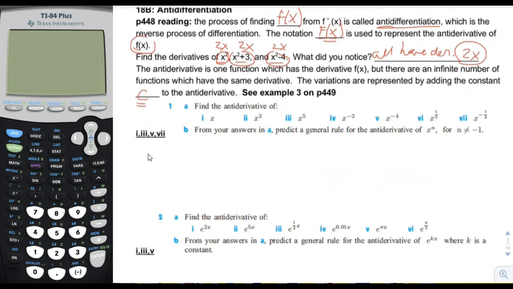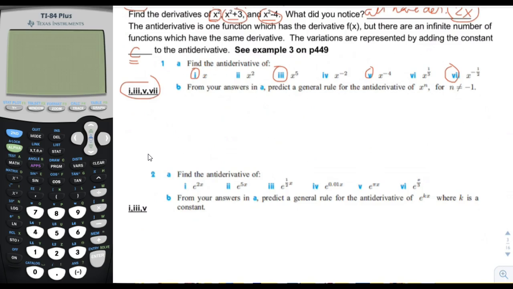Number 1. Find the antiderivative of, and I want you to just do the odds. So we're going to do this one, this one, this one, and this one. From your answers in A, predict a general rule for the antiderivative of x to the n for n not equal to negative 1.